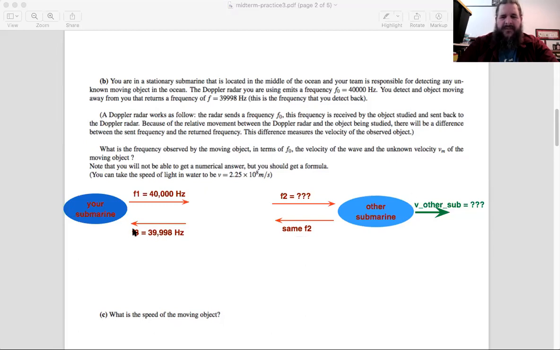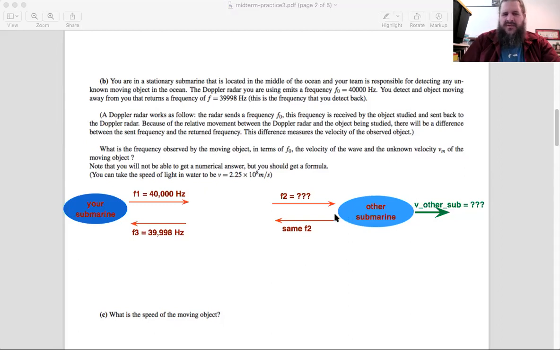We don't know the frequency the other submarine receives and reflects back, but we know the final frequency that that turns into when you pick it up again. And we want to use that to figure out how fast the other submarine is moving, and also what frequency that other submarine would be observing.